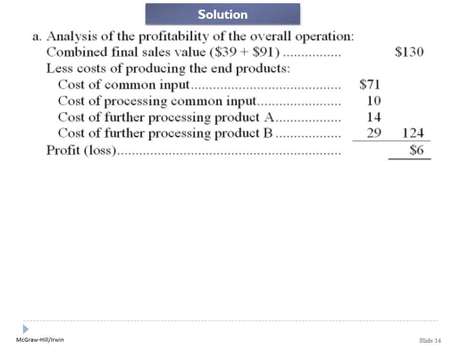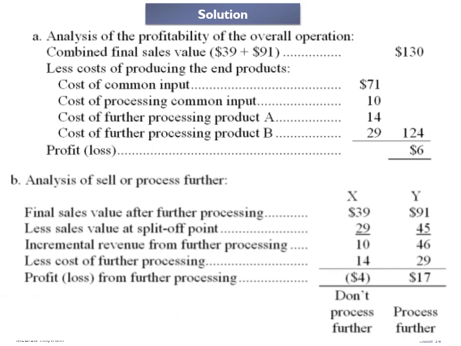So this is the answer of the requirement. To make a decision whether to sell the product at the split-off point or to further process, we have to make this analysis of sell or process further for X and Y. We will put final sales value after further processing for X and Y, 39 and 91, less sales value at the split-off point, 29 and 45. So the incremental revenue for further processing is 10 for X and 46 for Y.